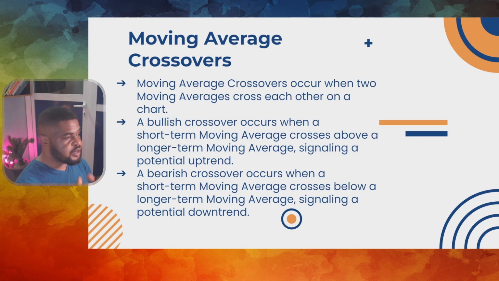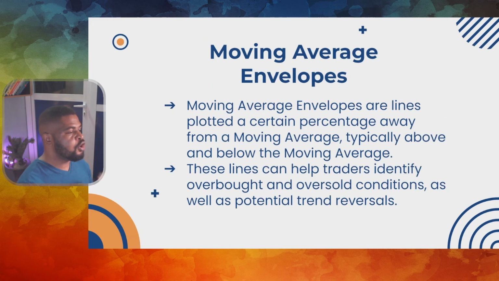And of course, the bearish side. A bearish crossover occurs when a short-term moving average crosses below a long-term moving average, signaling a potential downtrend. That is to say, a 20-day moving average crossing below a 50-day moving average. So I hope this is clear enough. When we apply this concept on the chart, you will have more understanding.